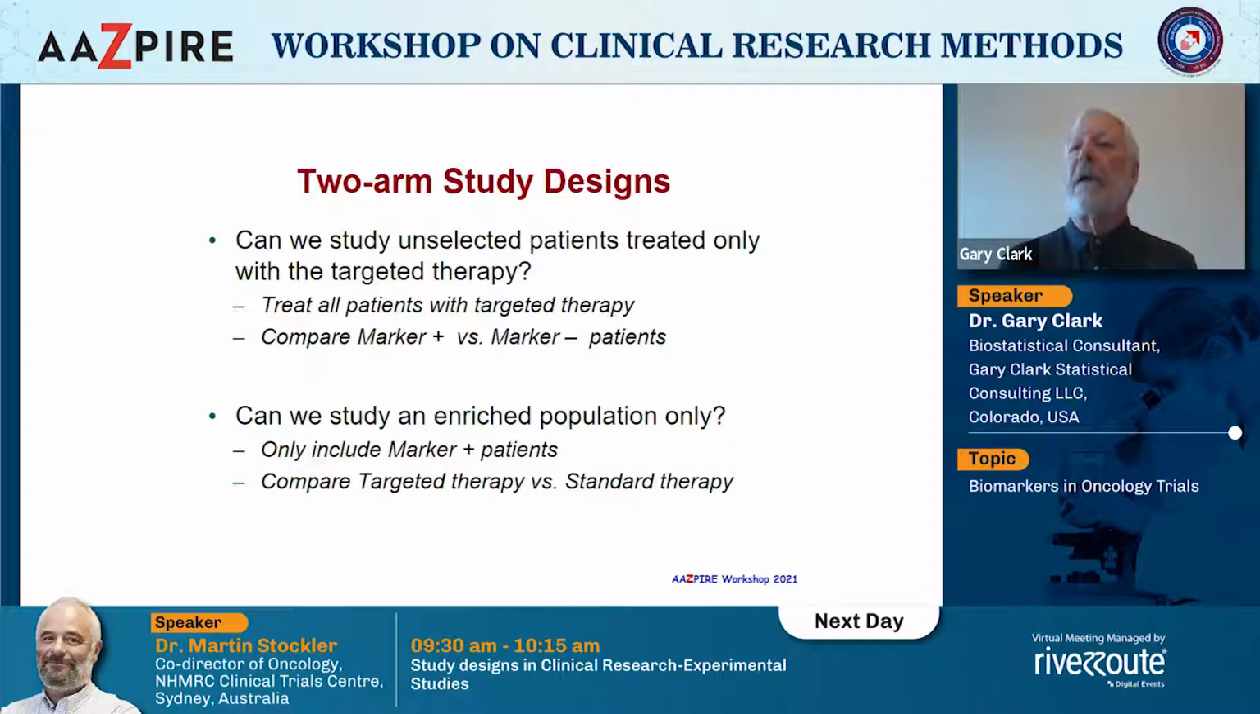Can we study unselected patients treated only with a targeted therapy? So the idea is we would treat all patients with a targeted therapy, and then we would compare those patients that had a marker positive or a marker negative phenotype. Or another two-arm study would be, how about can we study an enriched population only? So let's only study marker positive patients, but now let's introduce a standard therapy and compare the targeted therapy versus the standard therapy. So let's examine each of these designs in a little more detail.